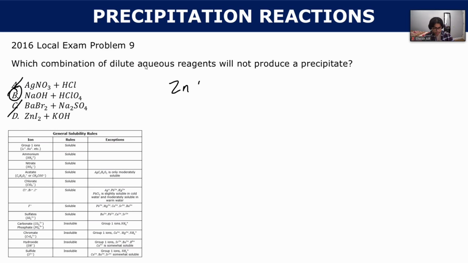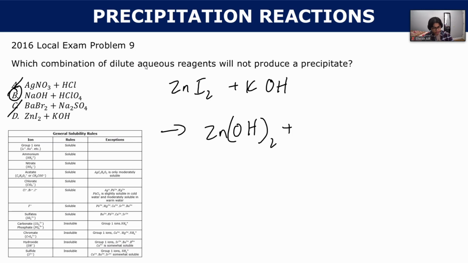Last one, zinc iodide plus potassium hydroxide. The double displacement reaction comes out to zinc hydroxide, Zn(OH)2, plus KI. Okay, so iodides are always soluble unless they're with Ag, Pb, or Hg, and potassium is not one of them, so KI is soluble.